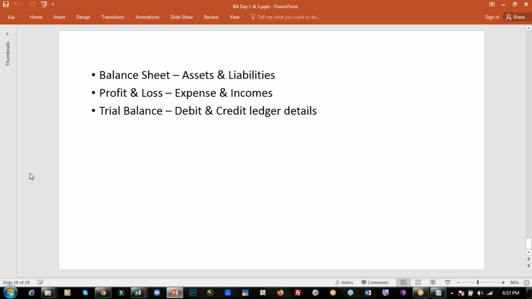Then the trial balance. Trial balance contains all the debit and credit ledgers. Trial balance basically divides the debit ledgers on one side and credit ledgers on one side. It contains assets, expense both, and liability, income both. Assets, liabilities, expenses, incomes, all kinds of ledgers come under the trial balance. But balance sheet only contains assets and liabilities, and profit and loss only contains expenses and incomes.